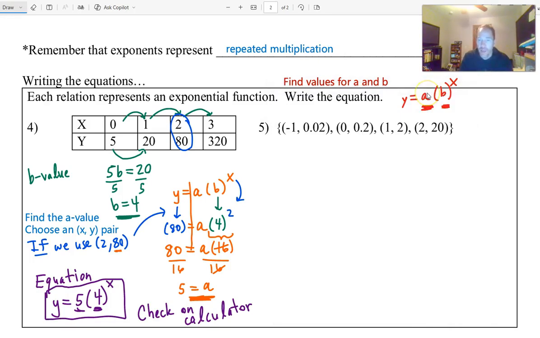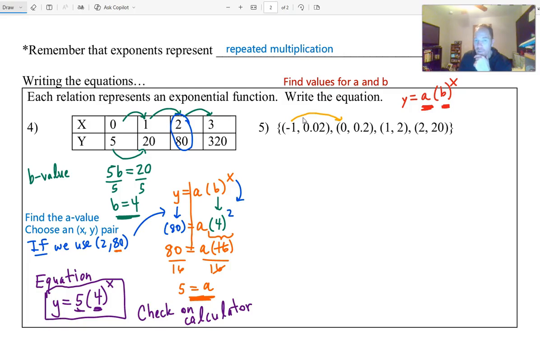Okay. All right, pause it there if you need. When you're ready, though, try out number 5. See what you can do. Same process, just different numbers. Start with your b value. Find what b equals. What do you keep multiplying by? And then after you get your b value, choose one of the xy pairs and find your a value. Sorry, I did forget to mention too, make sure your x values are playing nice.